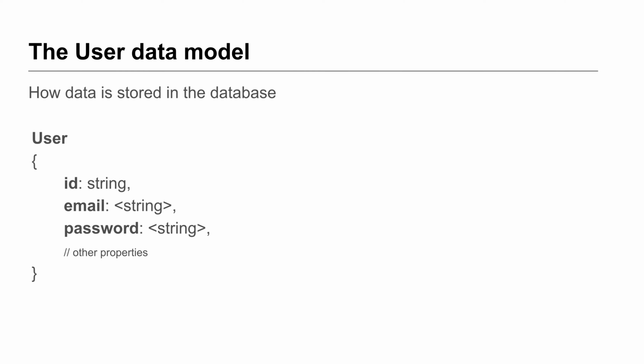Now, when it comes to storing data, this is how we store data in a database, right? We need a data model. A data model is nothing but how data will be stored in a database. That is the structure of data in a database.